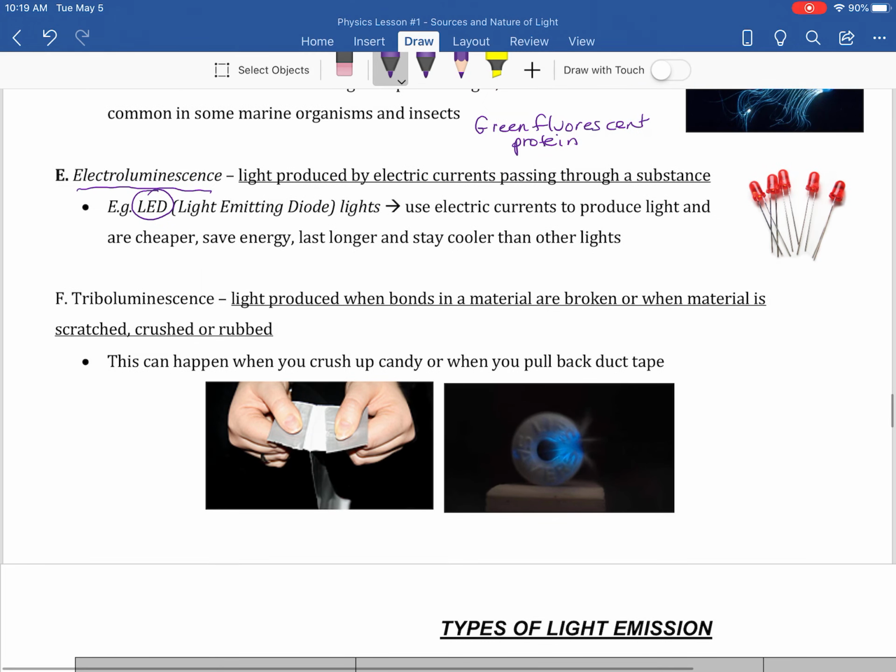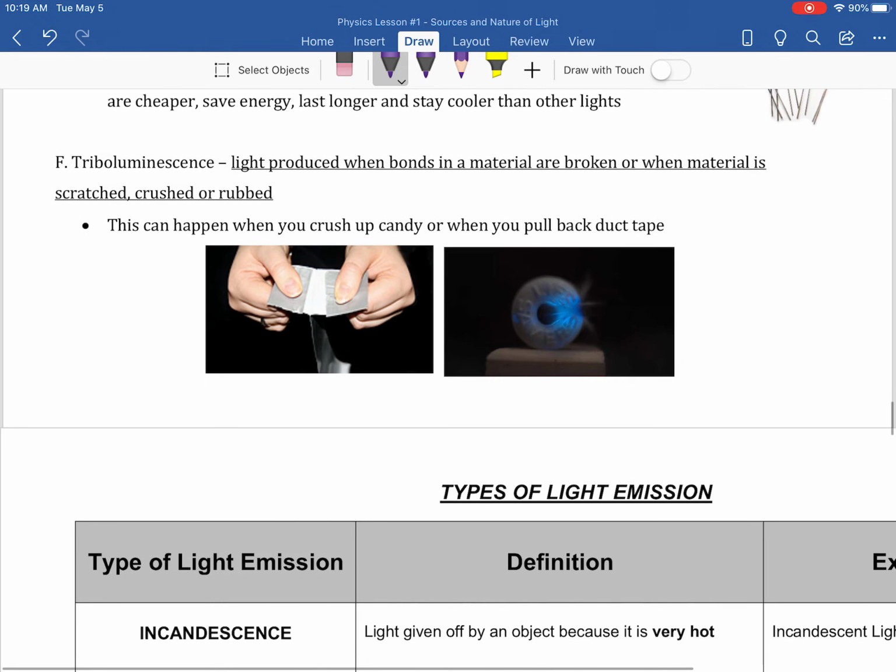The last type of light that we're going to be discussing today is triboluminescence. That's the light that is produced when you break bonds. You're either crushing something physically, like one of those Wintergreen Lifesavers in your teeth, which give off light as you crush them, or ripping apart duct tape. So you're breaking bonds, and that gives off light. The reason for that is that we've got electrons moving around.